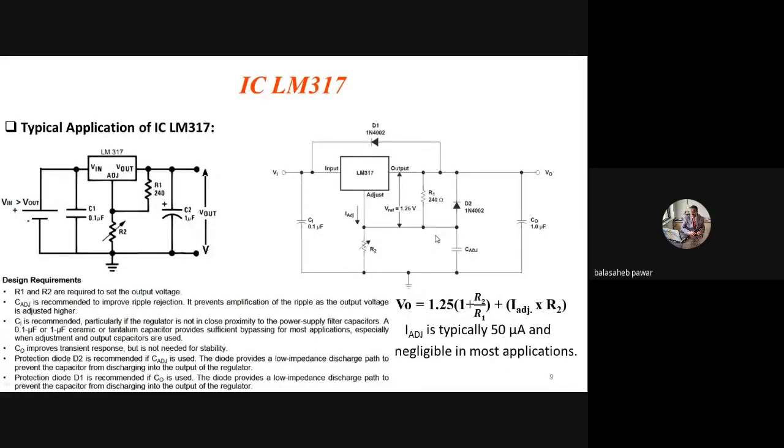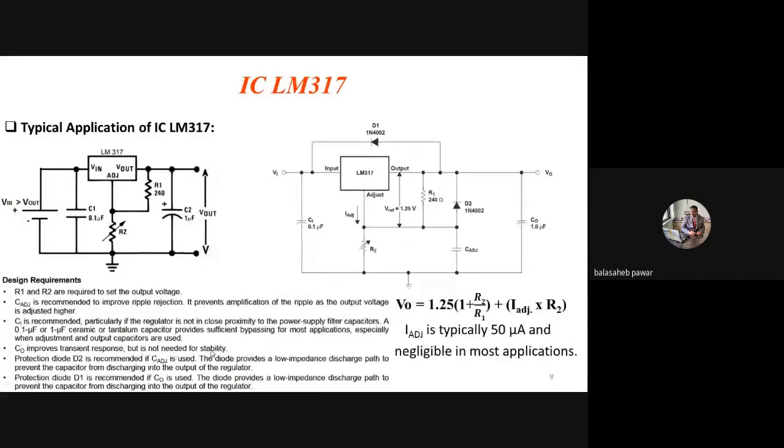So to avoid the confusion, these two diodes, D1 and D2, should be connected as shown. Then one more capacitor, parallel to the adjustable pin, parallel to resistor R2, should be connected. Why are they connected, or what is their use? I mentioned here, C adjustable is recommended to improve the ripple rejection. It prevents the amplification of the ripple as the output voltage is adjusted to higher values. Okay. Then C1 and C2 I already explained. Then that CO improves the transient response, but is not needed for stability.